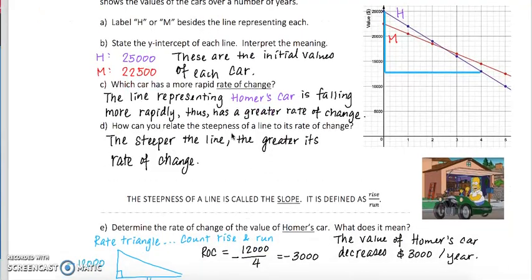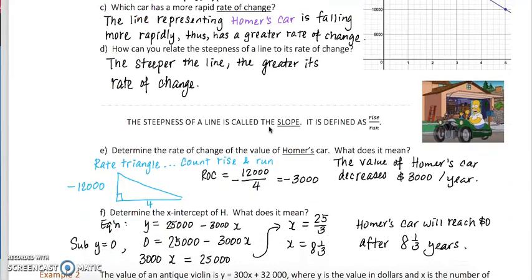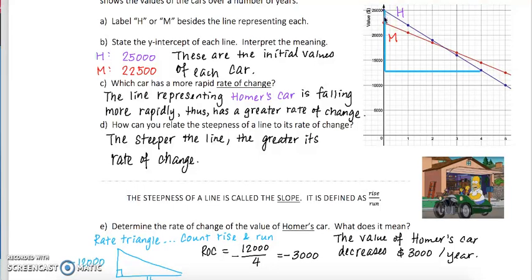And to relate the steepness of the line to the rate of change, it is obvious from this example that the steeper the line, the greater the rate of change. And the steepness of the line is called a slope. And the definition of a slope is rise over run. Rise means how many units it goes up and down, and run means how many units it goes sideways.